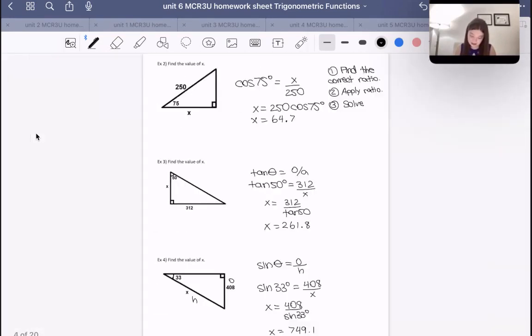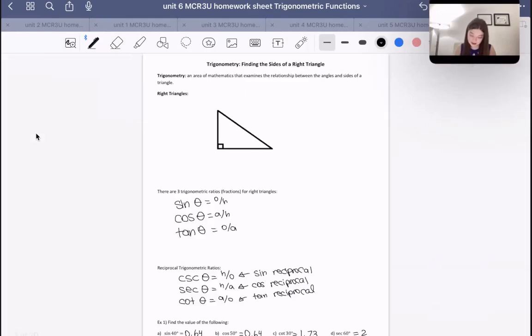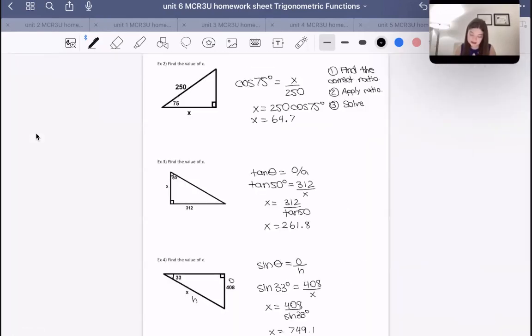All right, so that is everything for lesson 1. The next lesson is lesson 2, and that will have to do with the sine law.